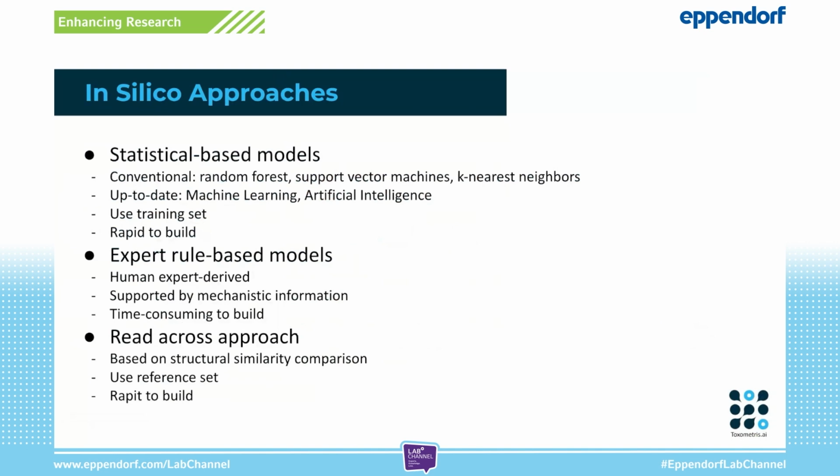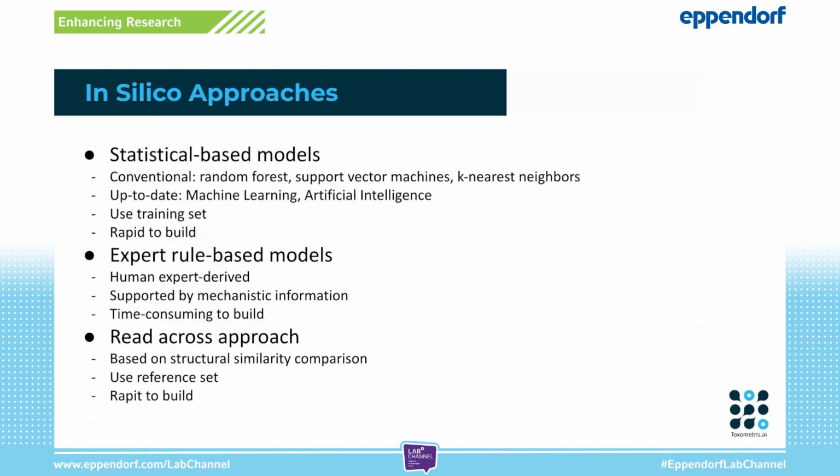The second approach is SAR, expert rule-based models, which are time-consuming to build, but since they are knowledge-based, they are supported by mechanistic information of the predicted effect. These models face a significant challenge. While they accurately predict positive outcomes, their performance for negative predictions is often low. This is because the absence of knowledge does not imply the absence of the effect.